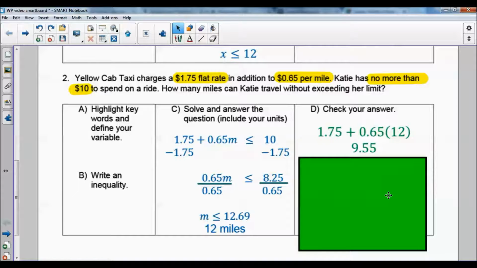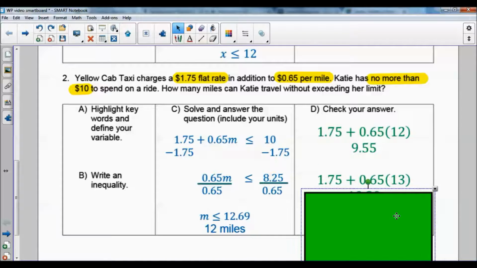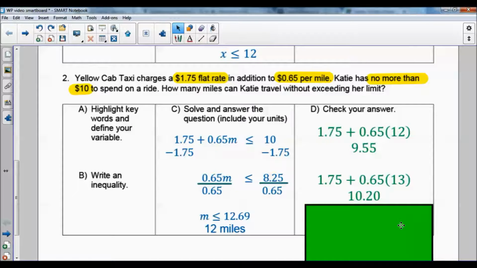So if we plugged in 13, we'd have 1.75 plus 0.65 times 13. Well, if we did that, she'd end up spending $10.20, and that's too much. We only had $10, we don't have that extra 20 cents. So our answer checks out. We can go 12 miles, not 13, so 12 miles is our final answer. Okay, we have one more for us to try together.